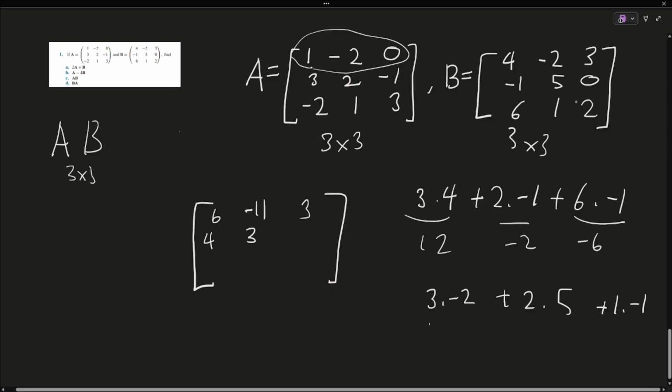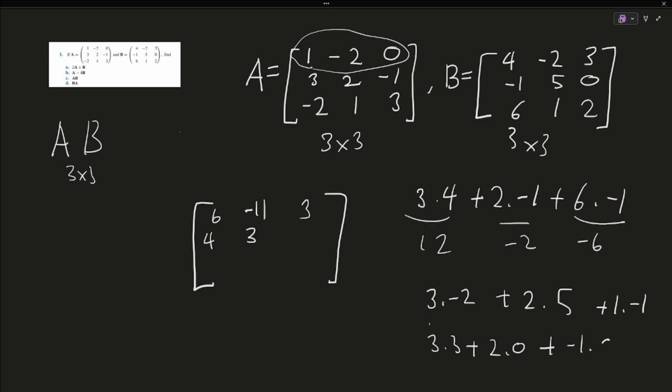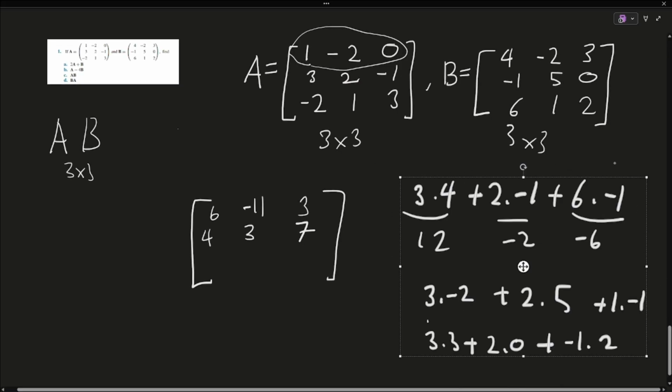This matrix multiplied with the column will be 3 times 3 plus 2 times 0 plus -1 times 2. So we're going to have 7 in total for here. And now let's conduct the last row.